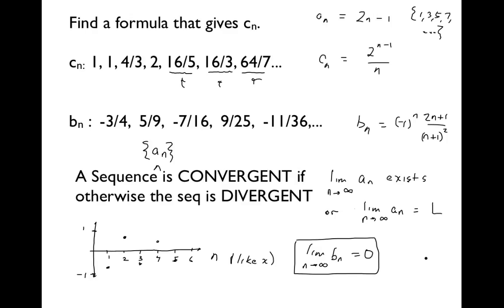So pick 1/1,000,000th. Is there an n so that for all n's greater than that, our terms of the sequence are within 1/1,000,000th of 0? Yeah, so it always keeps getting closer to 0.